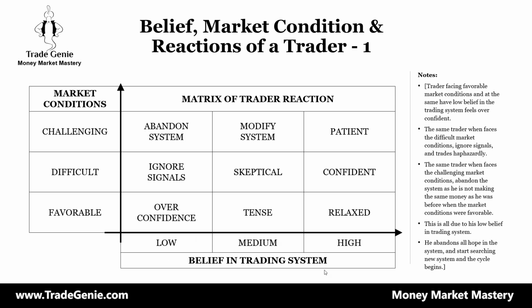So belief in the trading system is low, medium, and high. Now, on the vertical bar are the market conditions: challenging, difficult, and favorable.